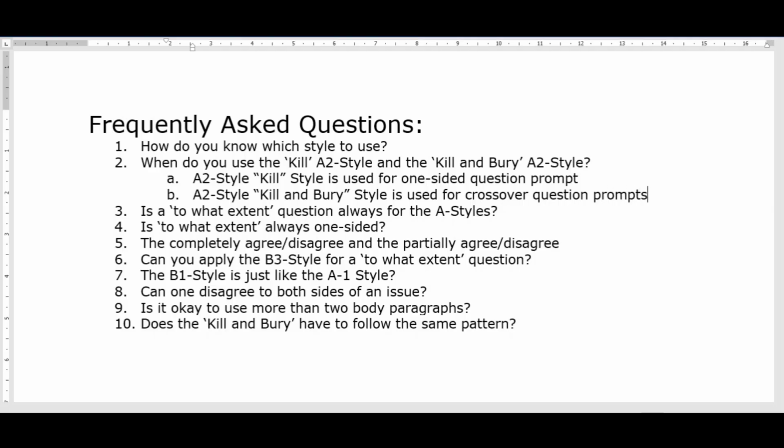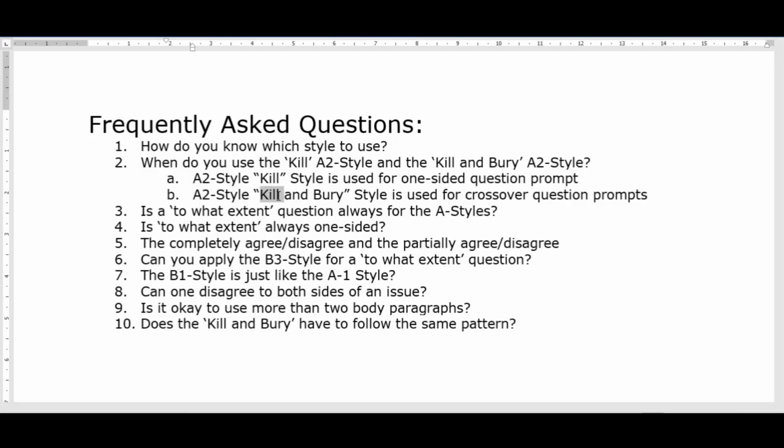Alright, there, over there. So that's why we call it the kill and bury, because the bury is actually the side with which you particularly agree with or you side on, and the kill is the opposing opinion, where you mention first the arguments of the opposing side and then you kill it.